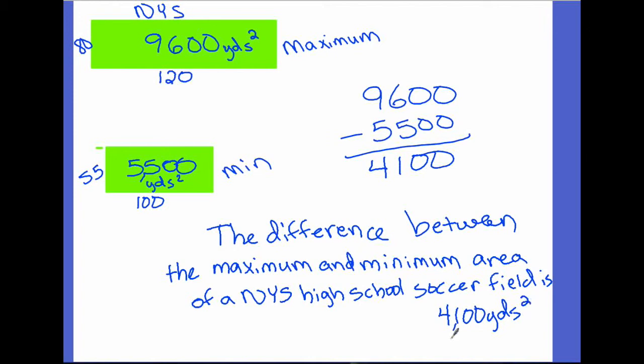Don't forget your square. Otherwise, you will get it wrong. You'll probably see something just like that on state assessments, on Star Math, where they'll give you an option of 4,100 yards, and they'll give you an option of 4,100 yards squared. If it's area, it's squared. And this whole time I've been calling it, I think, football field. It says right there, soccer field.